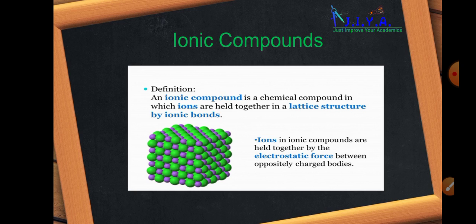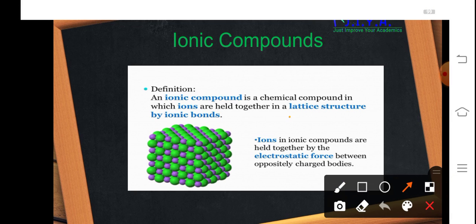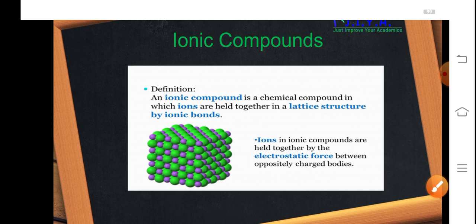Now, what is a lattice structure? A lattice structure is basically a structure like a cube. It is compact. This ionic bond is formed between the ions. So, what are ions? Ions are basically formed by gaining and losing of electrons. Electrostatic force occurs between oppositely charged bodies, and these charged bodies are known as ions.